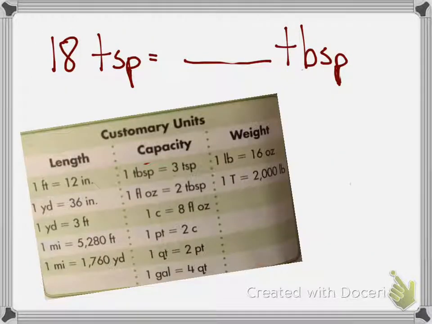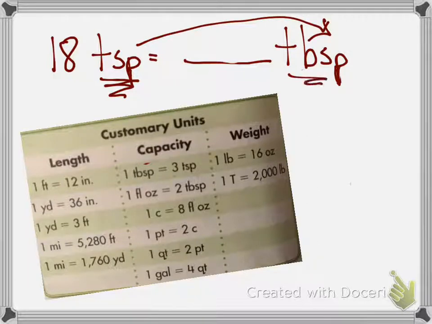Our next example, 18 teaspoons is equal to how many tablespoons? So we're going from a small unit of measure to a big unit of measure. So small to big, we are going to divide. This number has got to be less than this number because this is a bigger unit of measure.